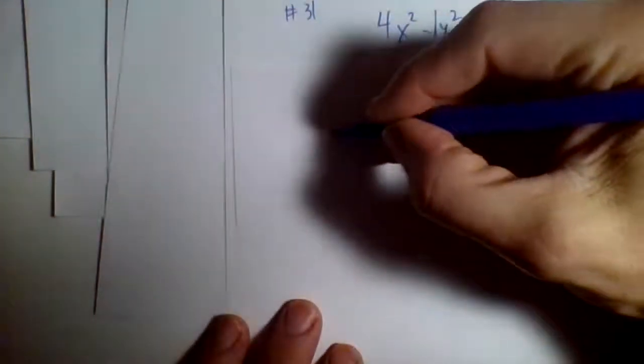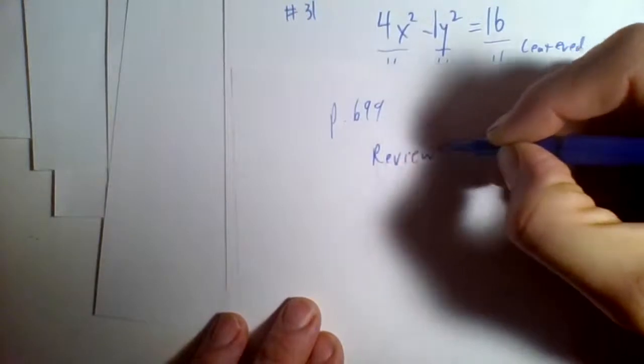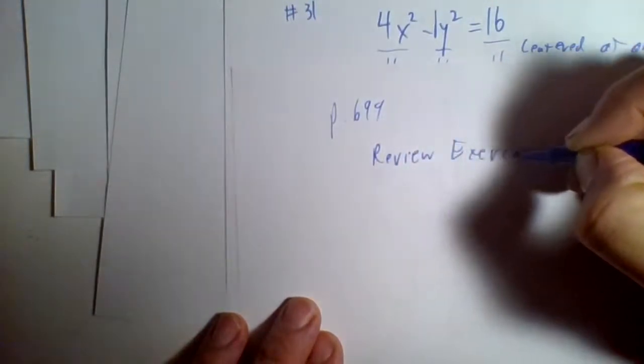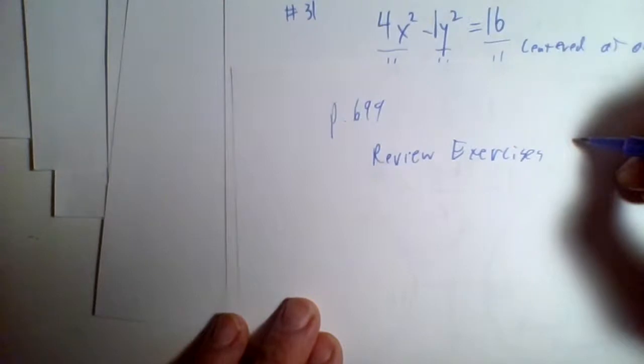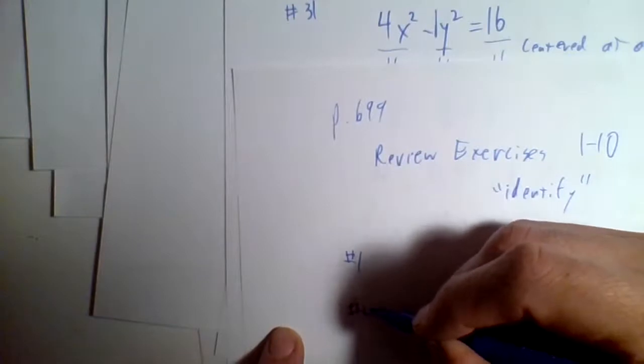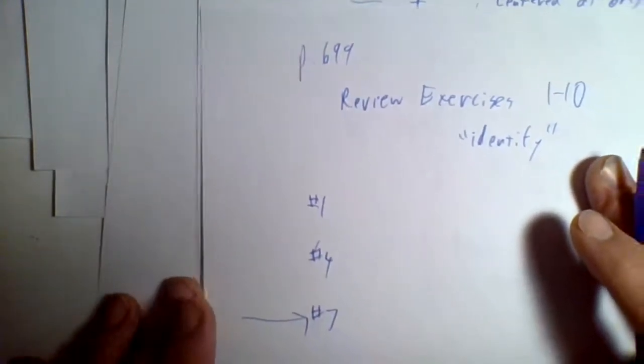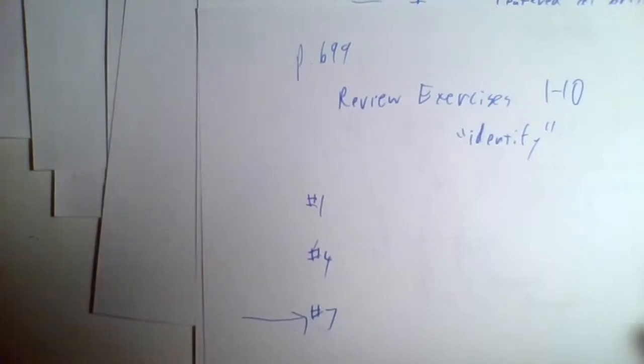So if you look at page 699, review exercises 1 through 10 here, you want to identify which kind of conic section we're looking at. Number 7, I'm going to work through and do, but I want to look at a few of these just to identify what we're looking at, what is going on with these things.